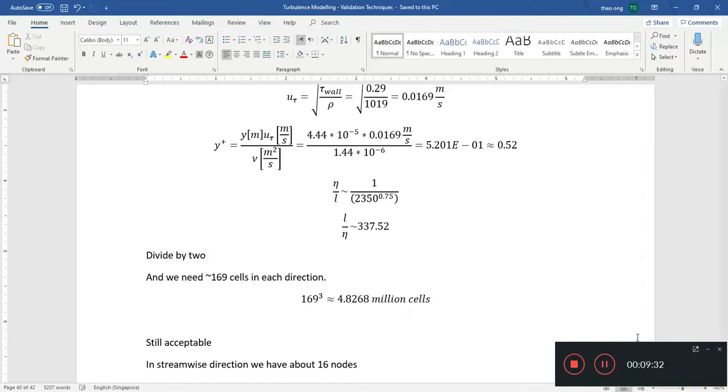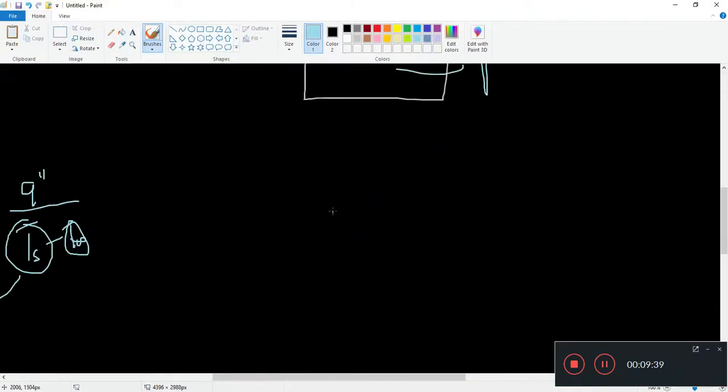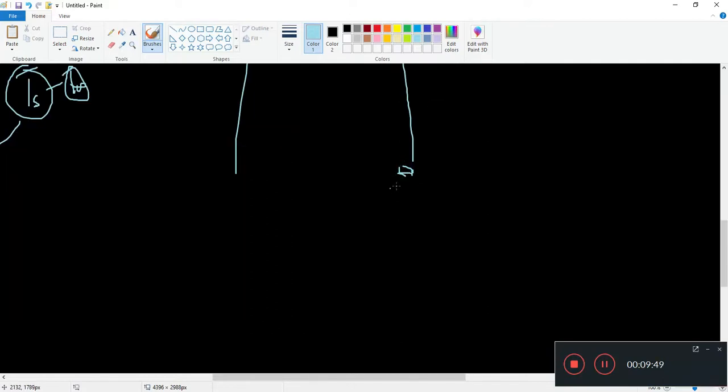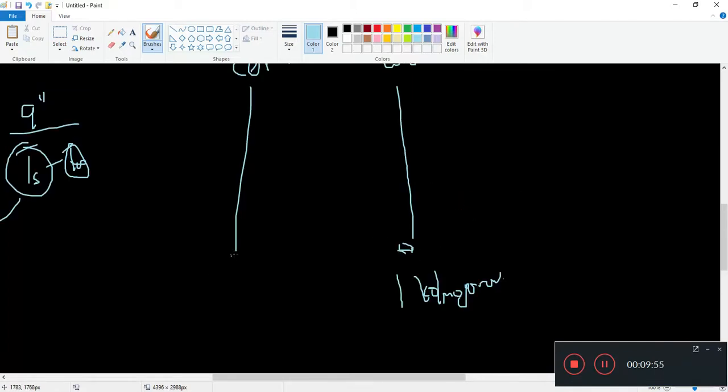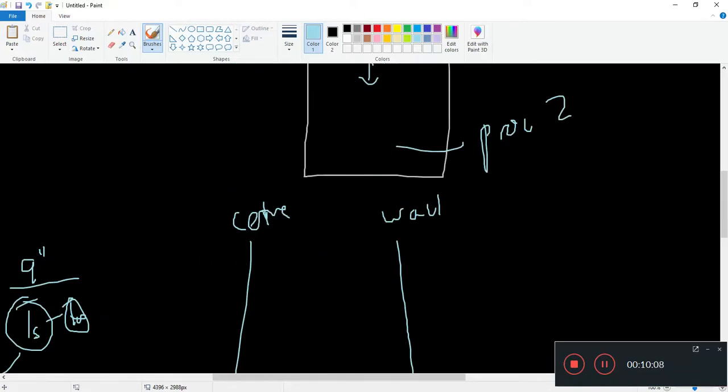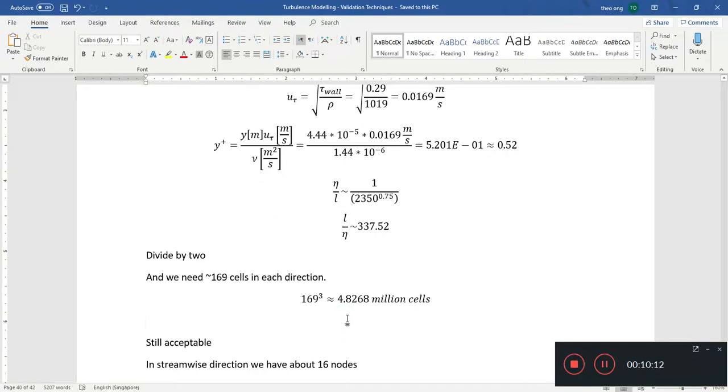That's enough. So what we will try to have is, if this is the center and this is the wall, one Kolmogorov scale is enough near the wall, and I'll use 2 Kolmogorov scales far away from the wall. That's within the quasi DNS guidelines that we see in literature. So this is still perfectly fine. If we want to coarsen the mesh a bit, that should still be okay.